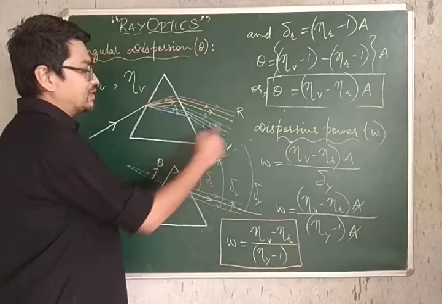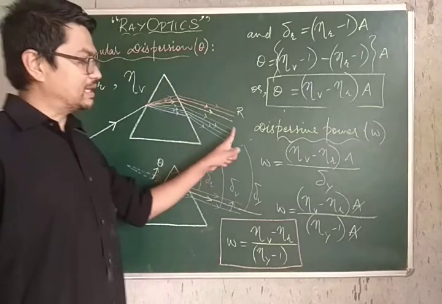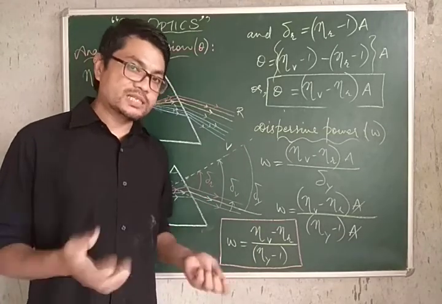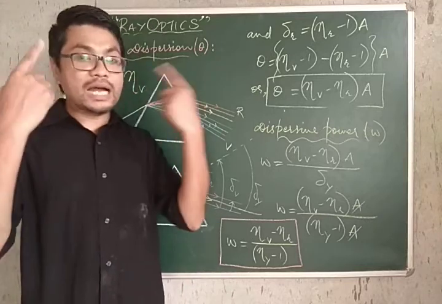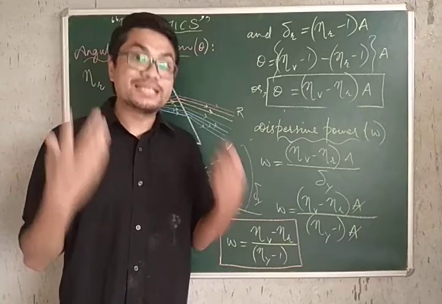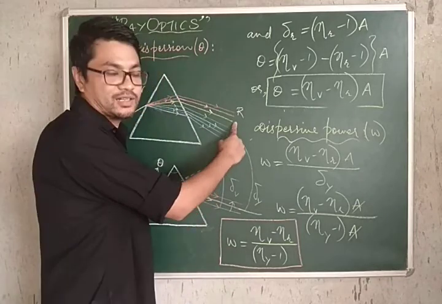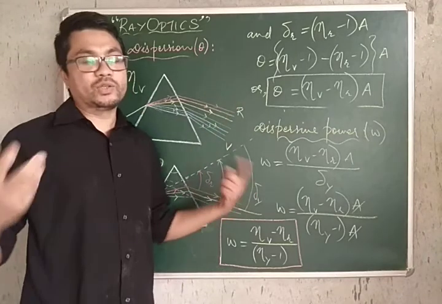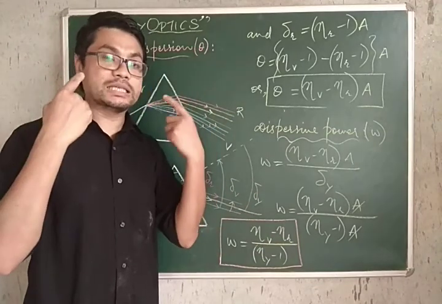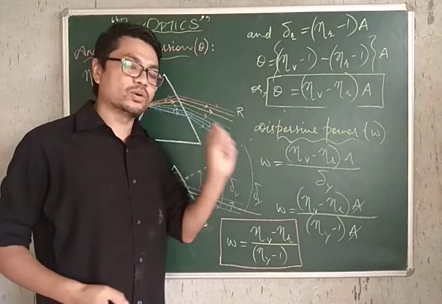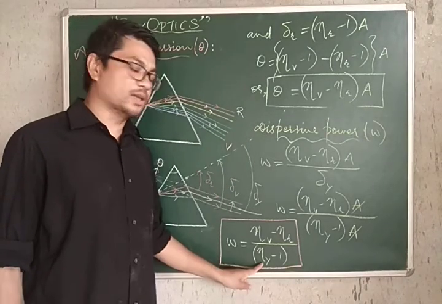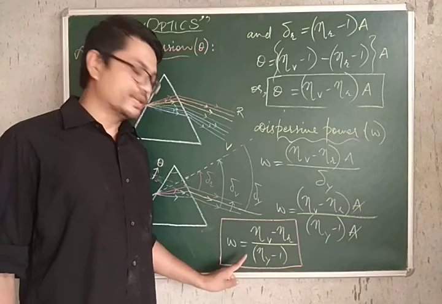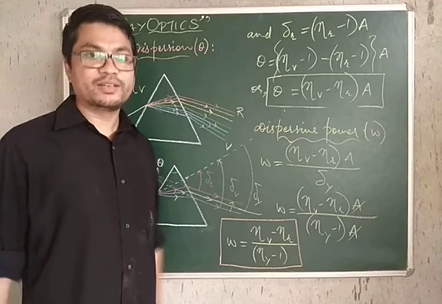Now, you might ask, although green is the mean light in VIBGYOR, why do we take yellow to be the mean? It is because our eyes are most sensitive to yellow color of light rather than green. In fact, of all these different colors, like I already told, it's most sensitive to yellow color of light. Therefore, we take yellow to be the mean ray of light here. So this is the expression for dispersive power.